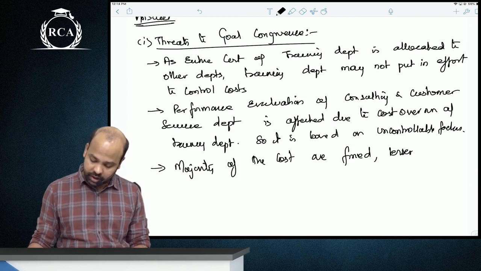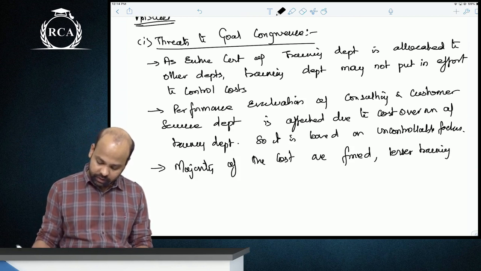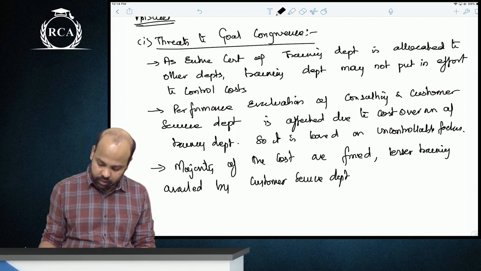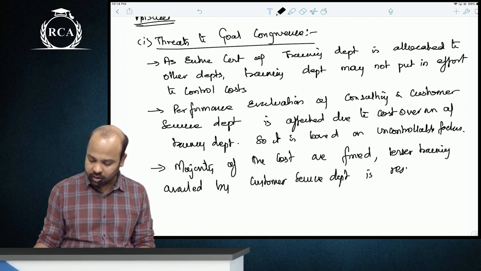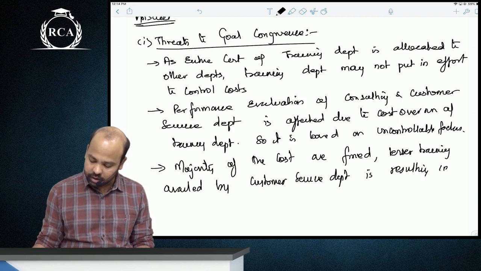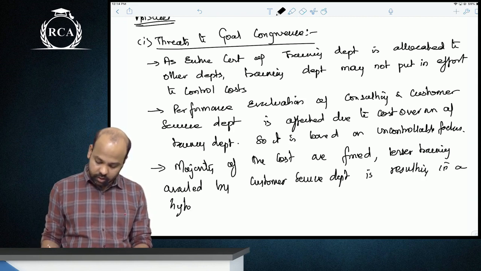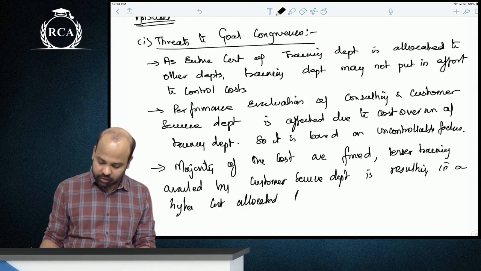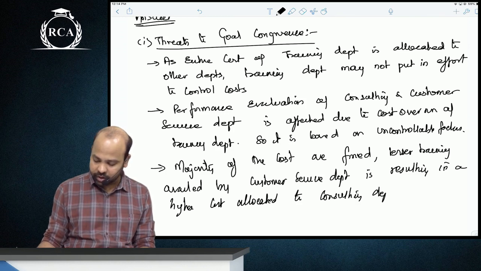The lesser training sessions availed by one department, the customer service department, is resulting in a higher cost allocation to the consulting department. Again, this will lead to conflicts.